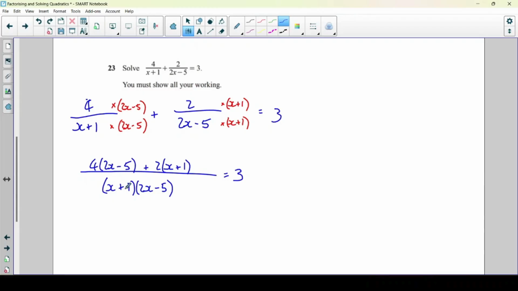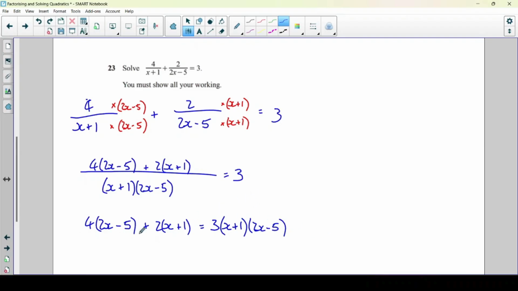Now what I'm going to do is multiply up by the bottom of the fraction. Some of you may do this in just one step, so you may multiply straight away by x plus 1, 2x minus 5 on this side as well, and that's fine. I prefer to do it in 2 steps just to make it a bit clearer where this is coming from. So on my left hand side, I'm not going to get that denominator anymore. I'm just going to get 4 brackets 2x minus 5, 2 brackets x plus 1 equals 3, and then that whole quadratic from the bottom, x plus 1, 2x minus 5.